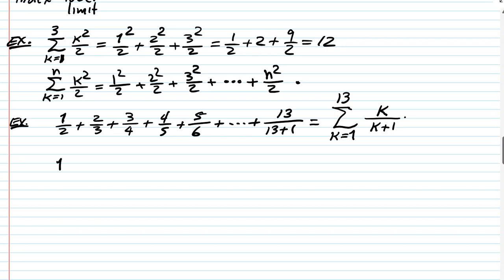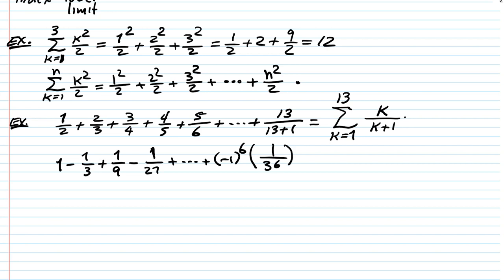Let's try another one. Suppose I have 1 minus 1/3 plus 1/9, negative 1/27, and so on. And let me actually write the pattern for this one. Let me go negative 1 to the 6th. Remember, that's what's causing the alternation. And the denominator is going to be 3 to a power. I'm going to go 3 to the 6th power.